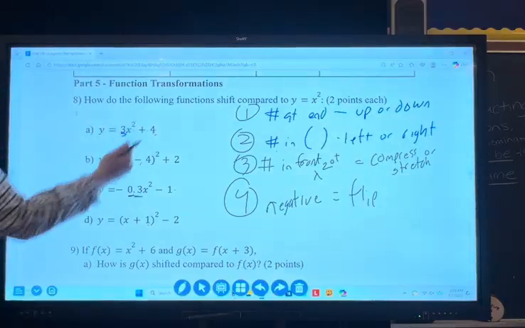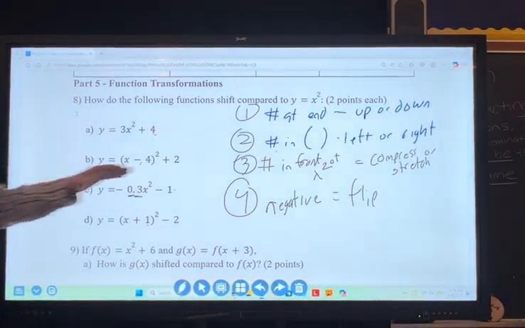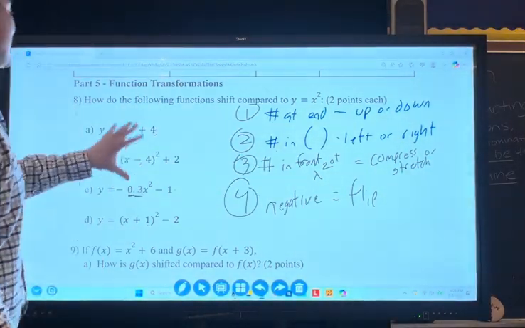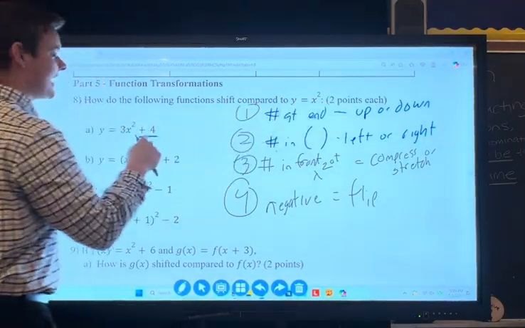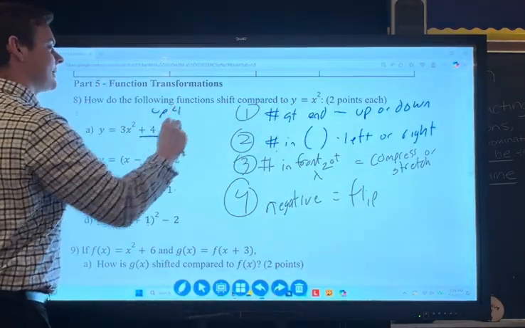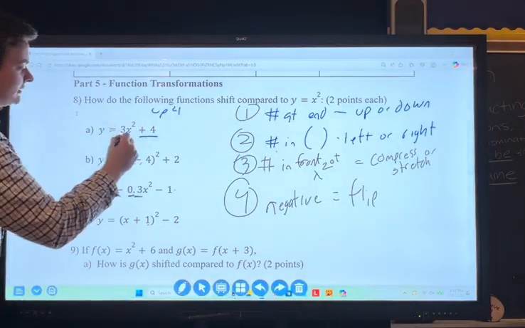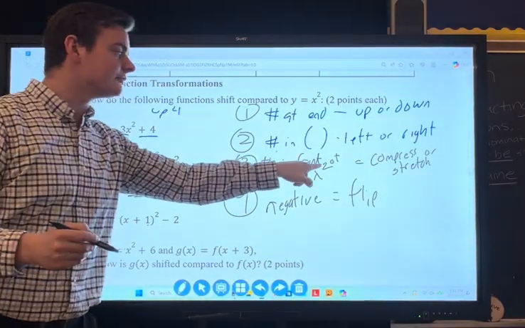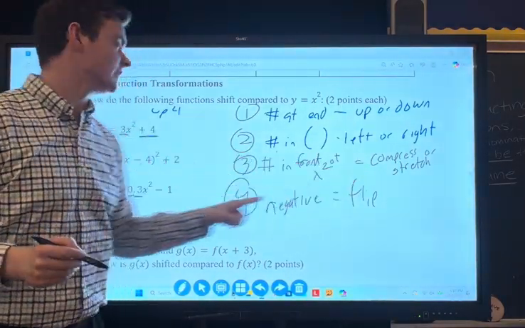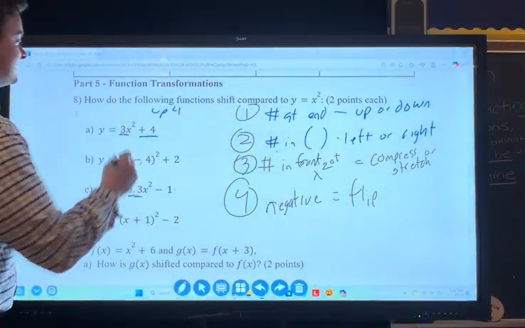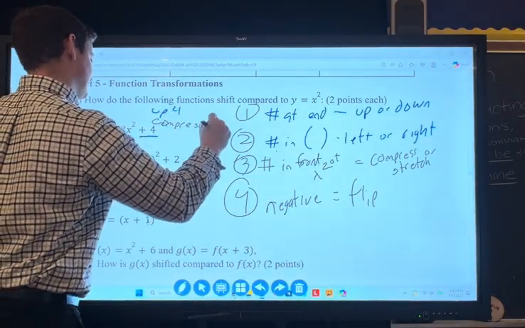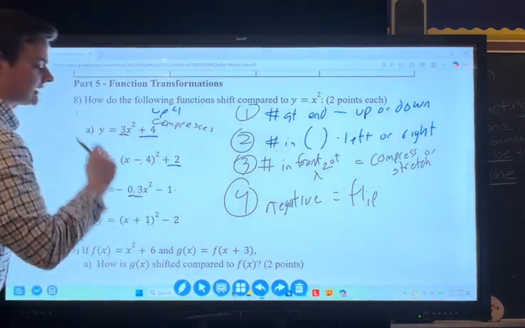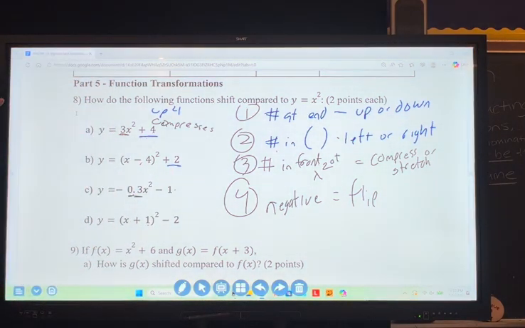For my first one, the plus 4 at the end: number at the end means up or down. It's positive, so it's up 4. Number in front is compress or stretch. Is it bigger than 1? It is, so it compresses. That's all I have to do for letter A.